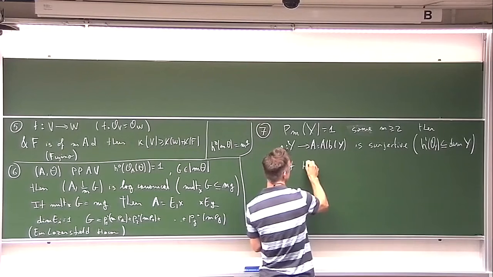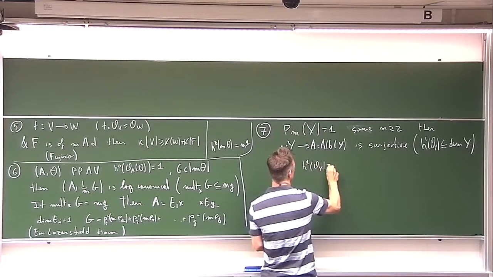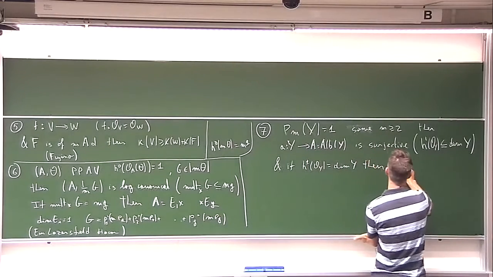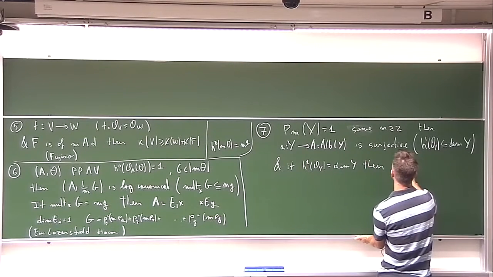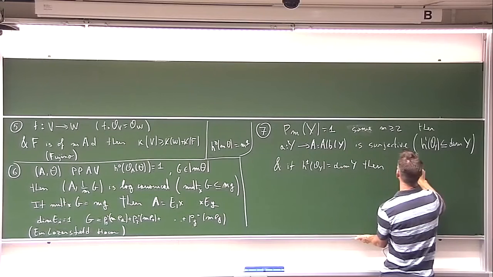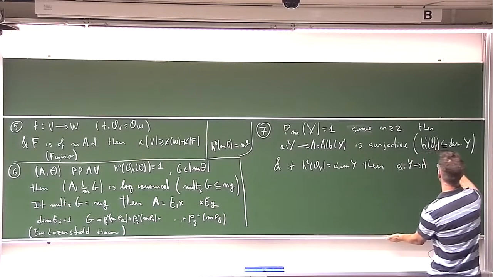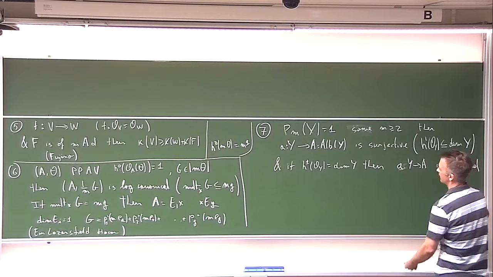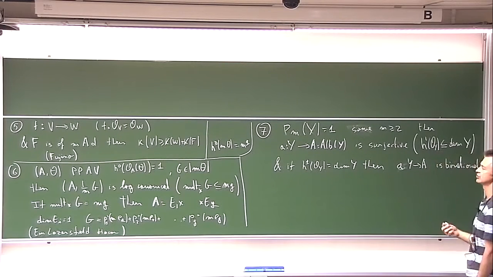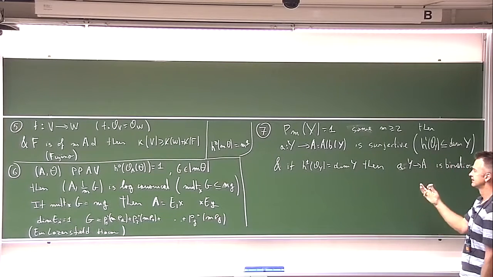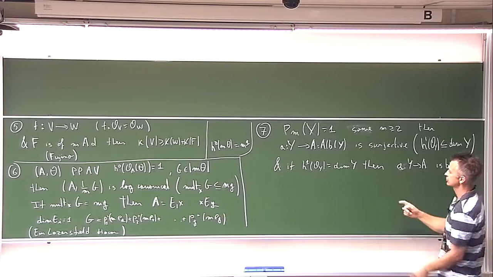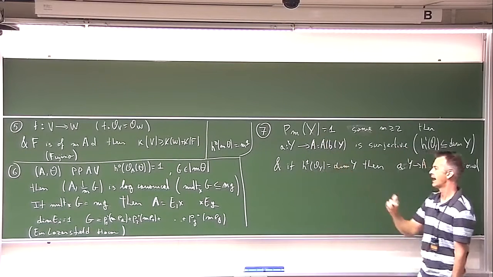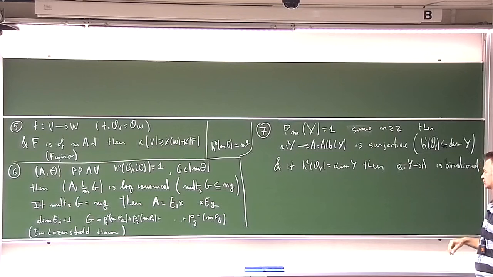If we have equality, then this map A from Y to A is birational. So this is known as a birational characterization of abelian varieties in terms of just two birational invariants: the plurigenera, say P2 of Y, and the irregularity, H1 of O of Y.